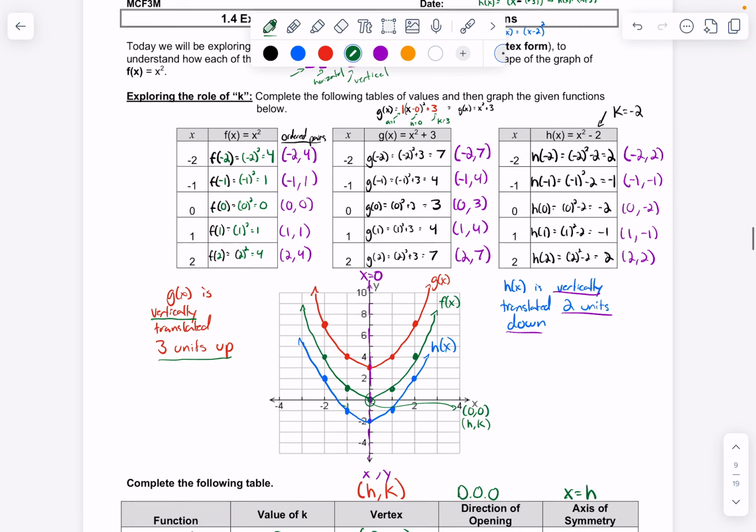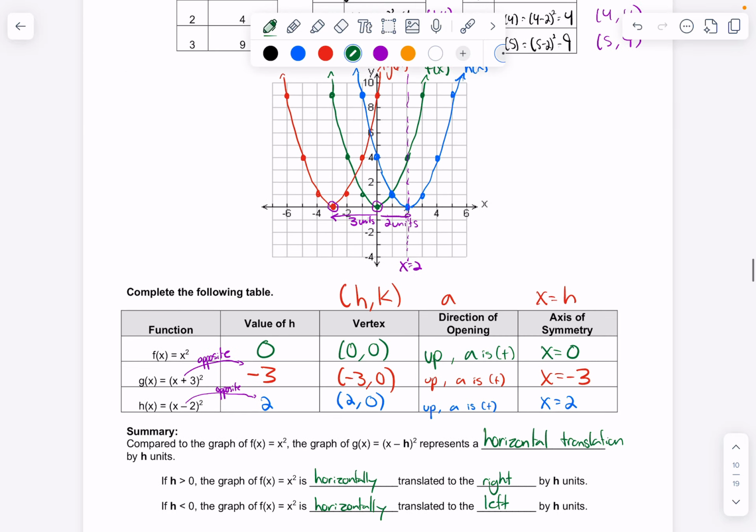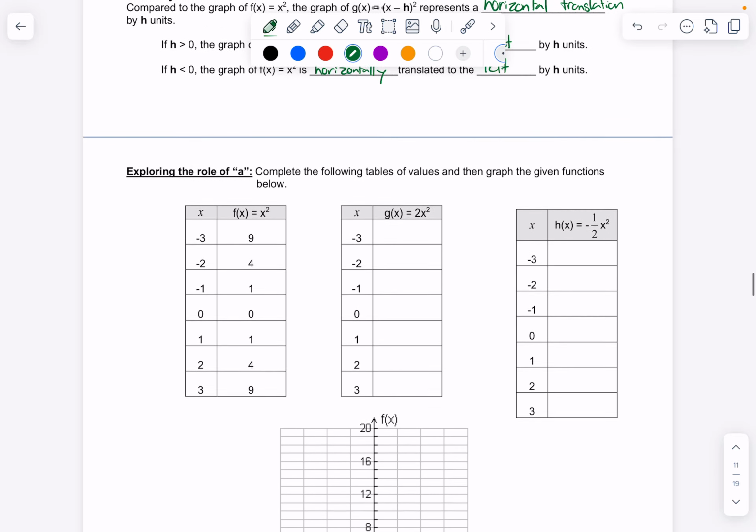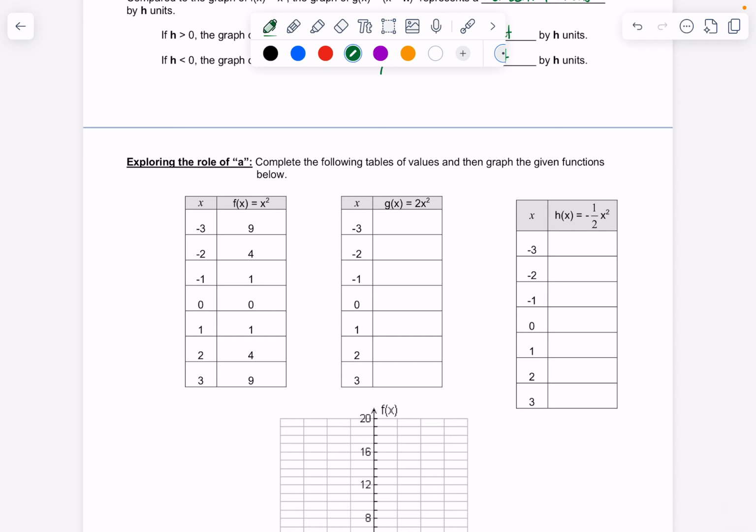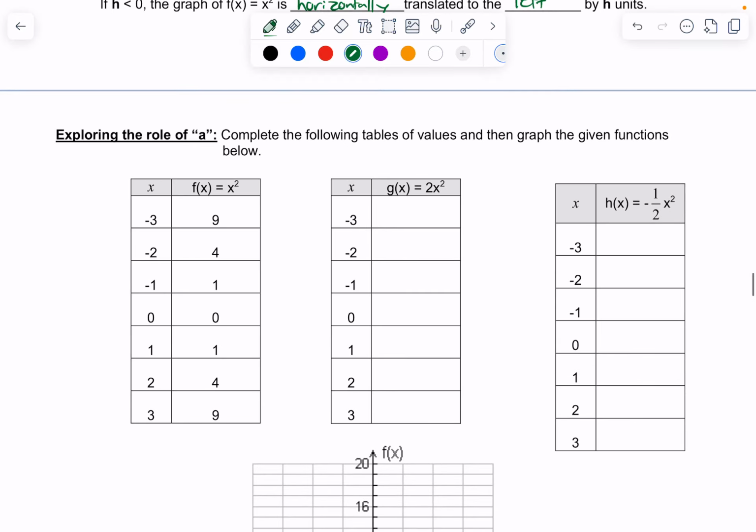So go down to the bottom of the lesson. All right, we've covered all of this. Exploring the role of A: complete the following table of values, and then graph the given functions below. As a recap from Friday, this first one is our parent function, and we're comparing the other graphs to the parent function. Let's put the parent function's points in ordered pairs so we can easily plot them.